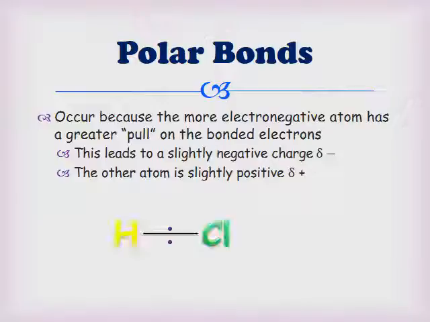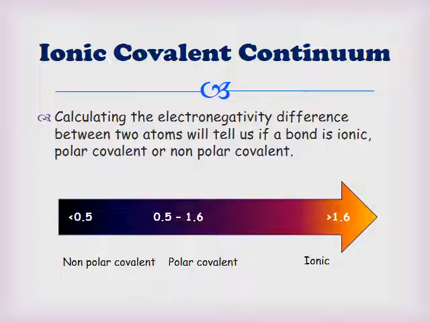So here's an example of hydrochloric acid. From our previous table, we know hydrogen has a lower electronegativity than chlorine, so the electrons will tend to move towards the chlorine. So it will get slightly negative. And because it's losing electrons or negative charge, the hydrogen will become slightly positive.